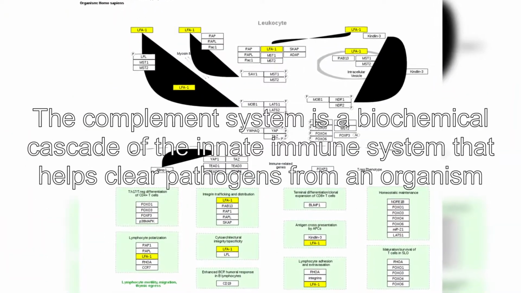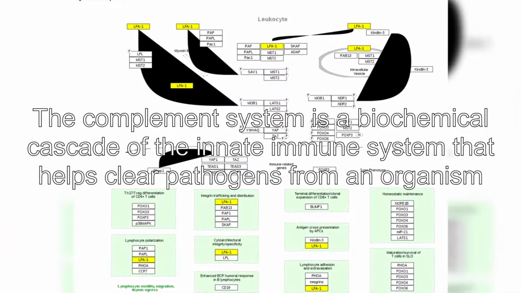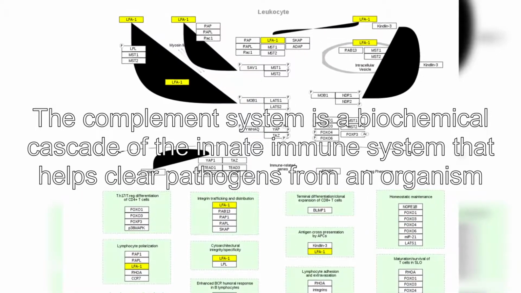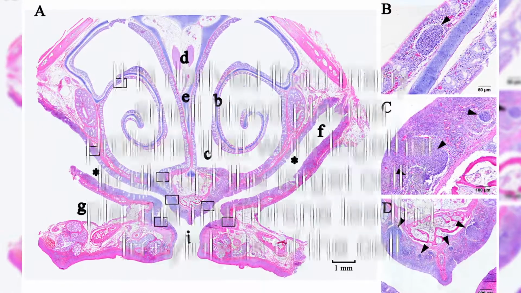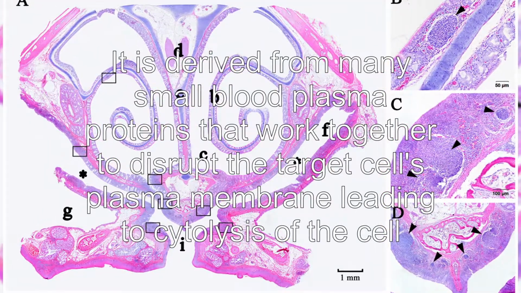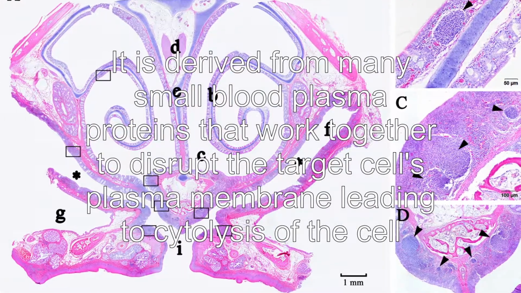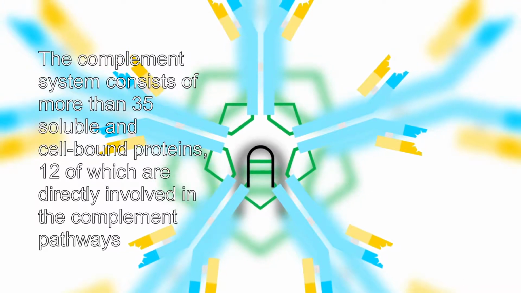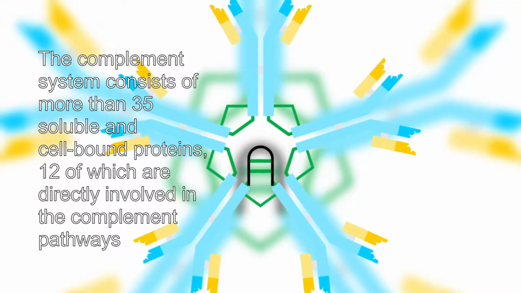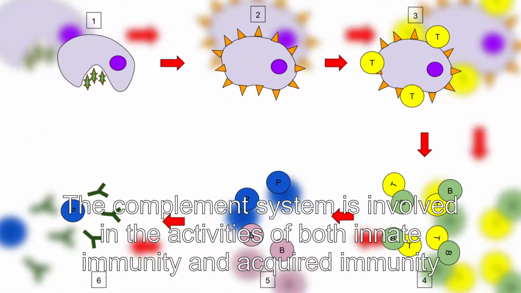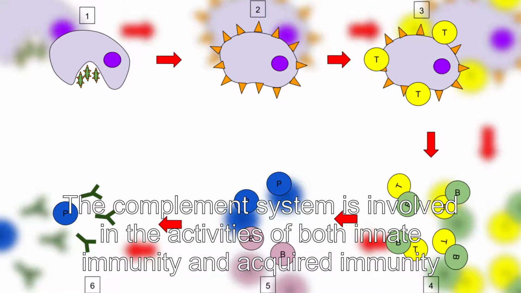The complement system is a biochemical cascade of the innate immune system that helps clear pathogens from an organism. It is derived from many small blood plasma proteins that work together to disrupt the target cell's plasma membrane, leading to cytolysis of the cell. The complement system consists of more than 35 soluble and cell-bound proteins, 12 of which are directly involved in the complement pathways. The complement system is involved in the activities of both innate immunity and acquired immunity.